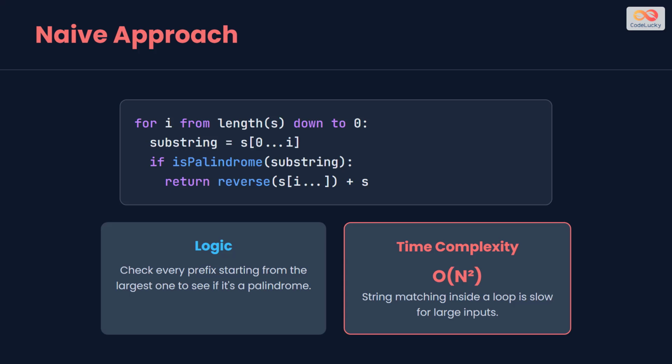A common brute force approach is to iterate backwards from the end of the string. At each position, we check if the substring from 0 to that index is a palindrome. The first one we find is guaranteed to be the longest. However, checking for a palindrome inside a loop makes this an O of n squared algorithm, which is too slow for large inputs.